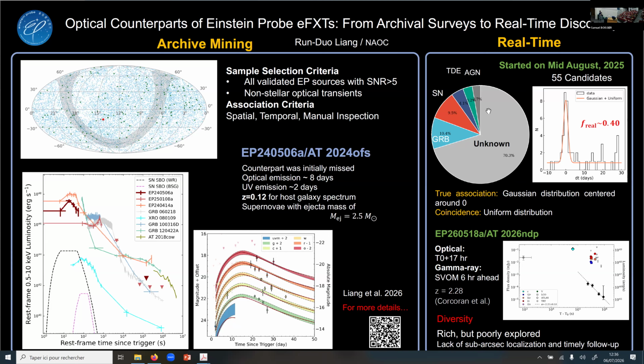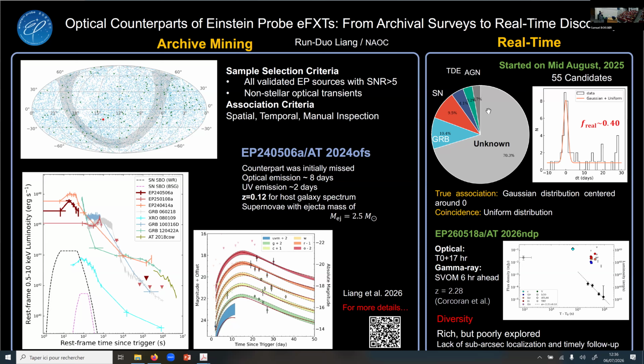We identify some candidates, but most of them are chance coincidence. But surprisingly, we identify one candidate, EP240506A, and the counterpart AT2024FS, which was initially missed by the TO observations. And optical emission was discovered by ZTF and Pan-STARRS within 8 days from their survey. We also identified UV emission in 2 days at the position of the transient. And here's the light curve in X-ray and optical.